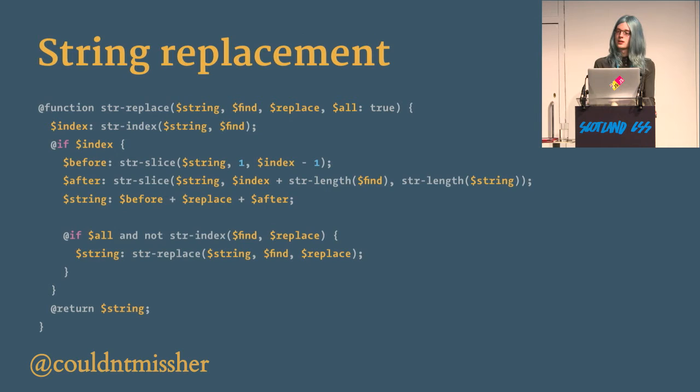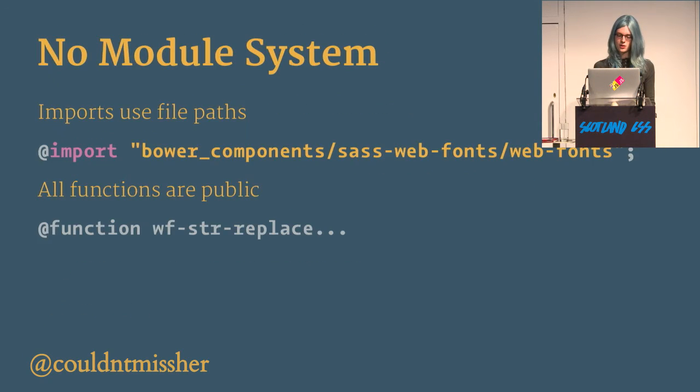And another problem that you run into when you're trying to design a library in Sass is that there's no module system. So when you are telling people how to import your code, that's going to change depending on how they've installed it. So you can't just give people code they can copy and paste and say, after you've installed it, do this. And additionally, all of the functions you write in your Sass library are public.